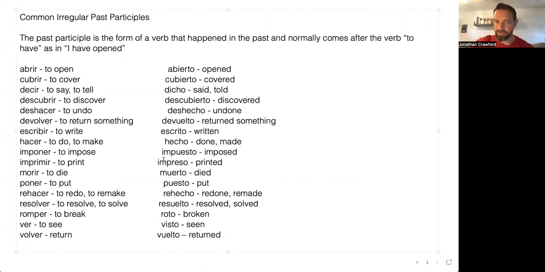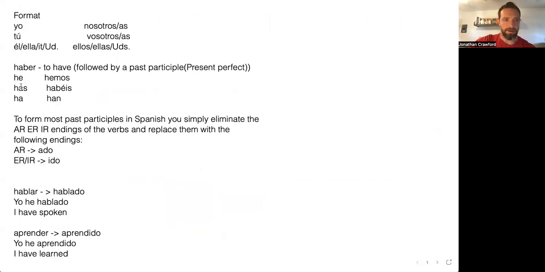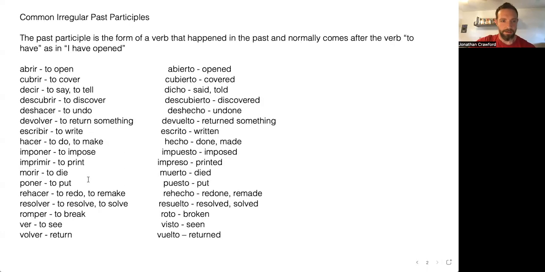Imprimir, impreso. Hemos impreso. And that's the other thing, we can also say hemos, we have. Hemos impreso, we have printed. Hemos muerto, we have died. Hopefully not. But anyway, you can read through these. These are the most common irregular past participles. There are probably a few more out there, but not very many.